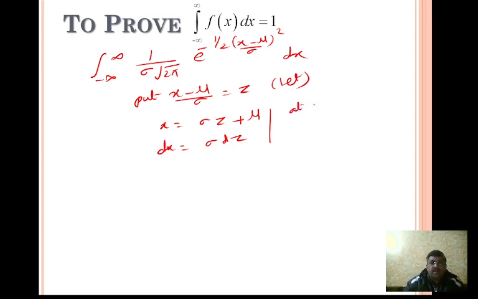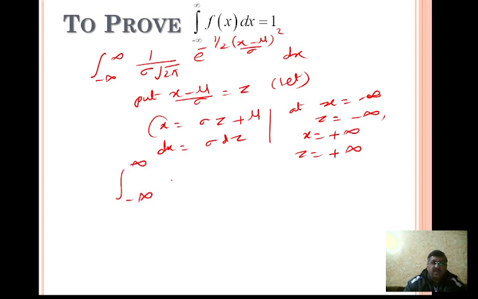So you can see that mu is some constant, right? And at x equals minus infinity, you can find z is also minus infinity, right? If you put minus infinity on this side, whatever the value of sigma and mu, it doesn't matter, z will also move to minus infinity. Similarly, putting x equals plus infinity, you can easily verify that z equals plus infinity, right? So there is no change in the limit. I am substituting all this here in the integration, so the limits will be the same, minus infinity to plus infinity.